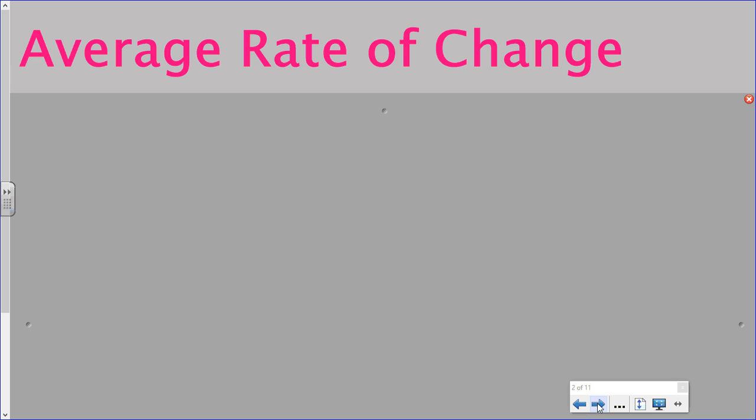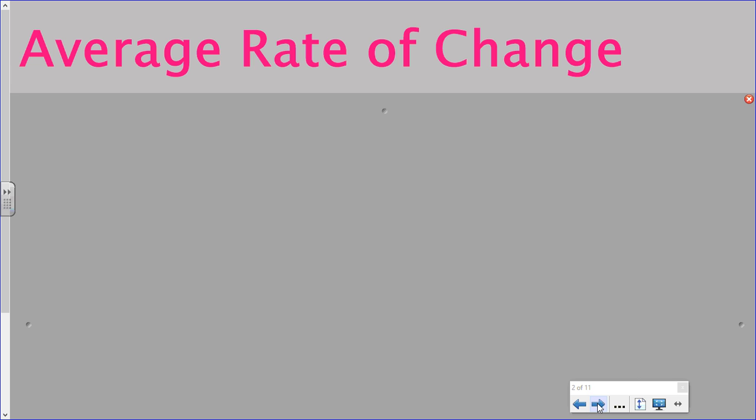Okay, the one topic we're going to talk about this morning is average rate of change. When you hear the word rate, what do you think of in mathematics? Slope. Rate of change we associate with the word slope. Okay? Now, what kind of functions have slope? Lines have slope.